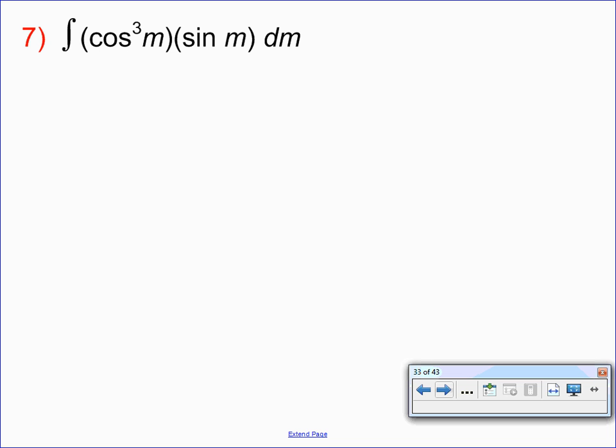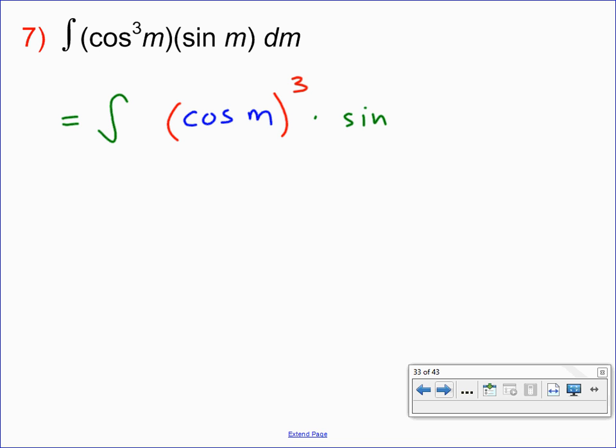It's just that the base of my power function is a trig function, a cosine function, and the derivative of that base is sine. And so we need to think of this as an overall power function. In fact, it might be useful to rewrite this as the integral of cosine of m cubed times sine of m dm.